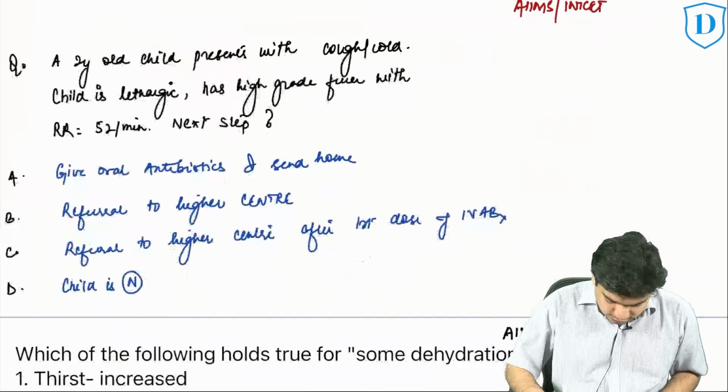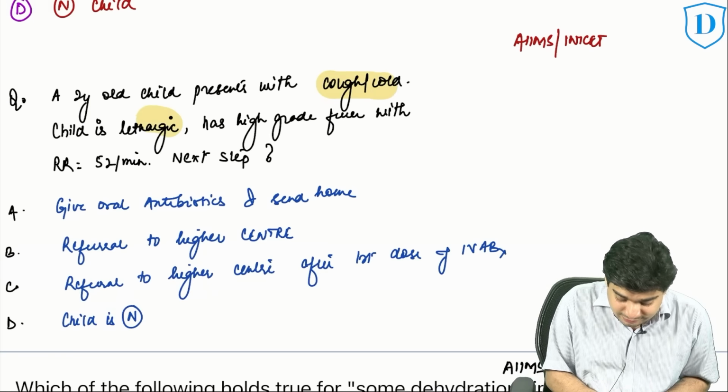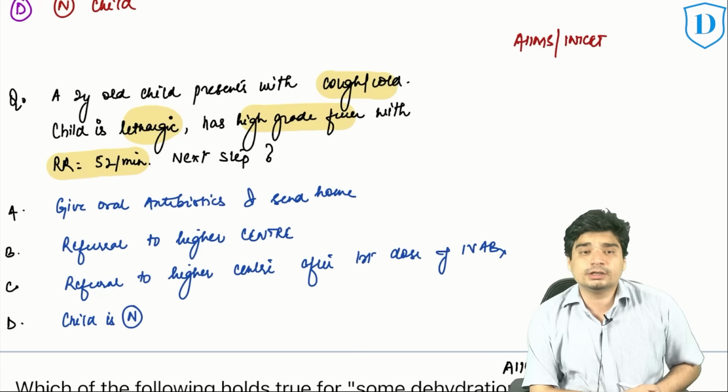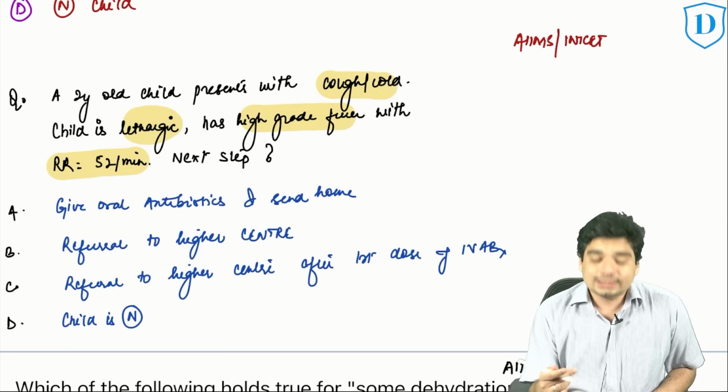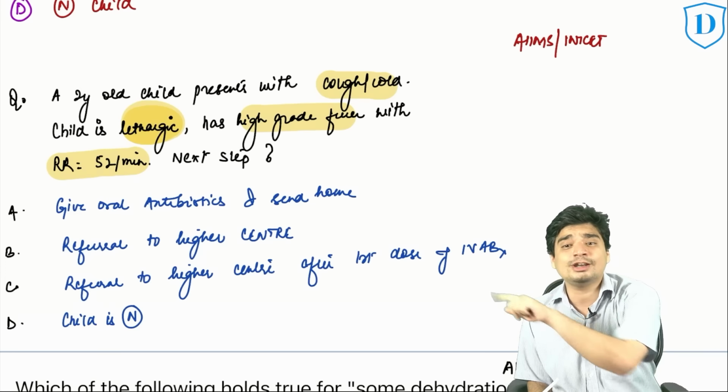Let's see the next question. This is an AIIMS or INICET question. A child has presented with cough and cold. Child is lethargic, has high grade fever, with respiratory rate of 52 per minute. What is the next step? They have given lethargy. Anytime you have lethargy, it automatically becomes severe pneumonia.